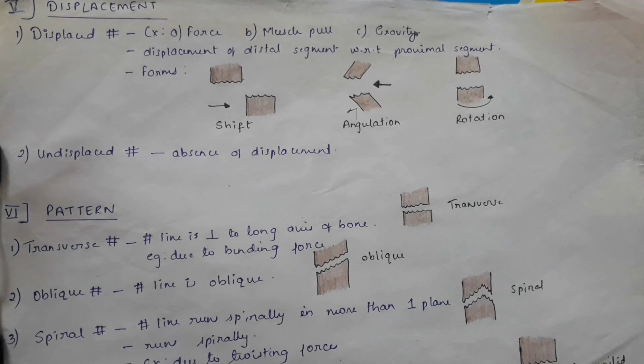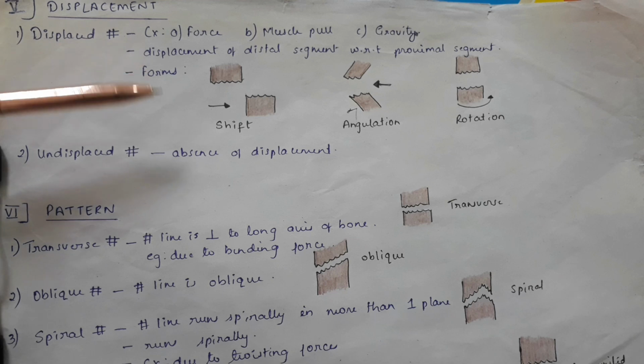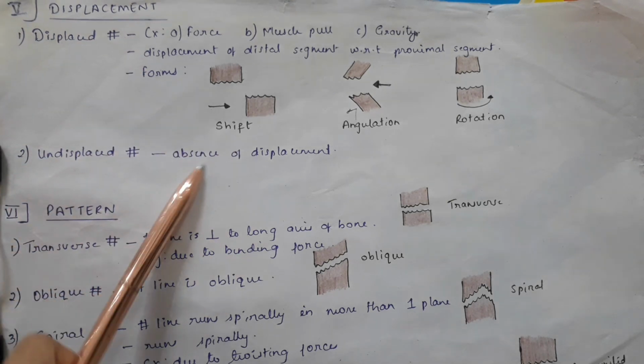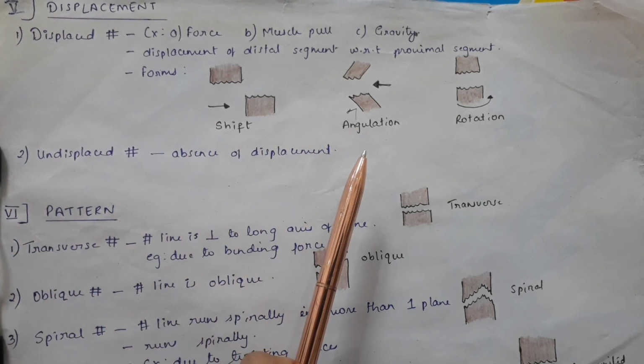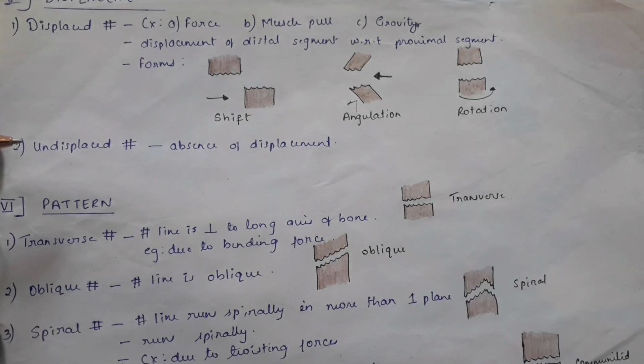The fifth classification is based on displacement. This is further classified into displaced fracture and undisplaced fracture. In displaced fracture, the cause can be either a force, a muscle pull or gravity. Displacement of the distal segment occurs with respect to the proximal segment. These are the three different types: they can either be a shift, an angulation, or a rotation. Undisplaced fracture is where there is absence of displacement.